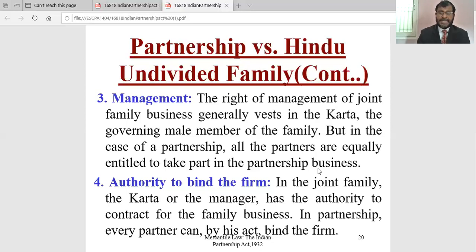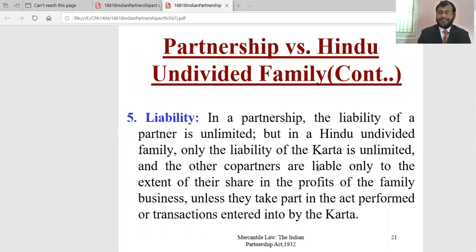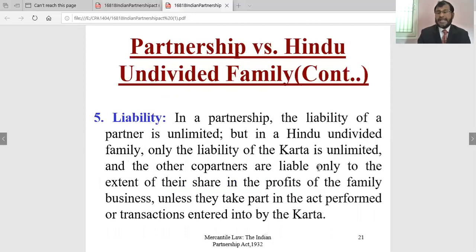In partnership, every partner can, by his act, bind the firm. If one partner enters into a contract, the other partner is also liable. Even for his wrongdoing, other partners are liable. But in case of a Hindu undivided family, only the karta can enter into a contract, or any person who is delegated by the karta can also.